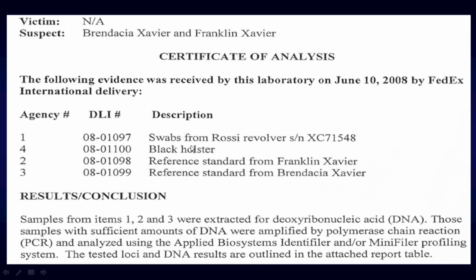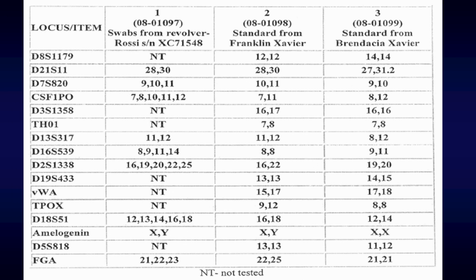DNA test results were taken from a swab of the revolver, and comparisons are going to be made to references from these 2 individuals. Here's what the lab found. This is called a table of alleles. This is a very common feature of DNA testing laboratory reports. And all that we're seeing here is an enumeration of what the testing lab feels was present and in some sense absent at each of the tested loci.